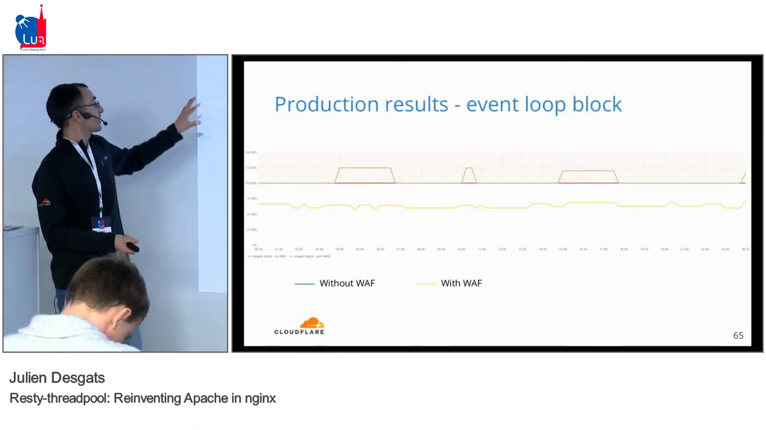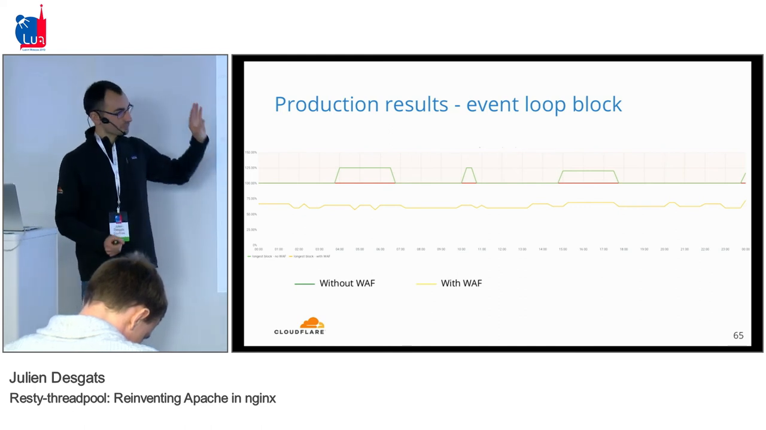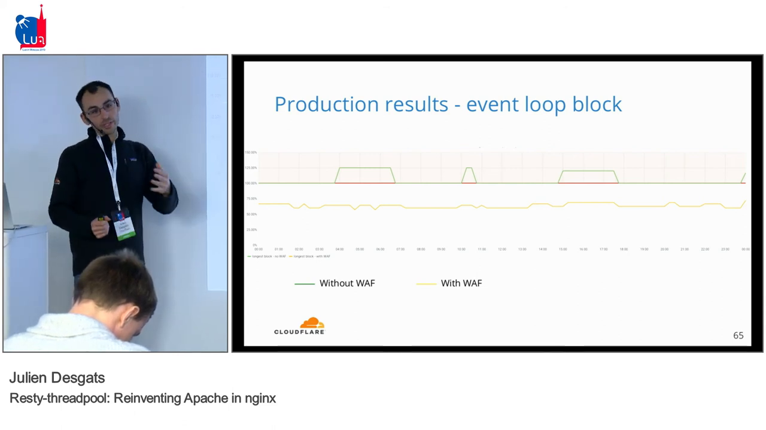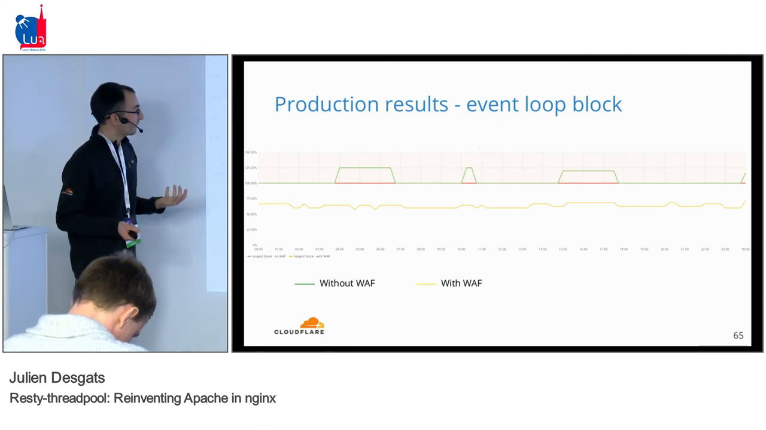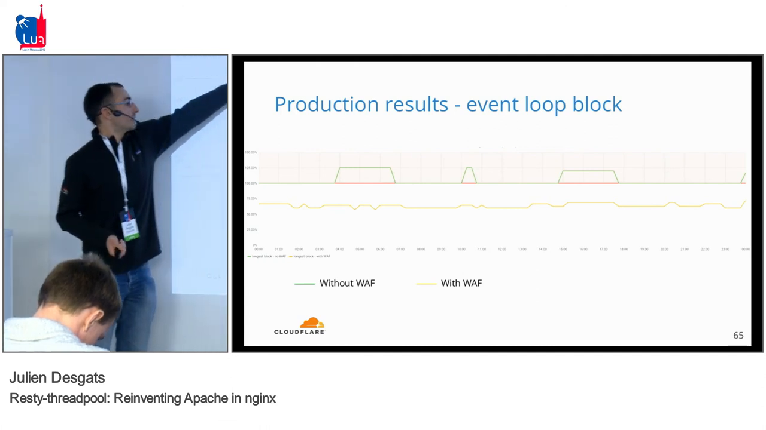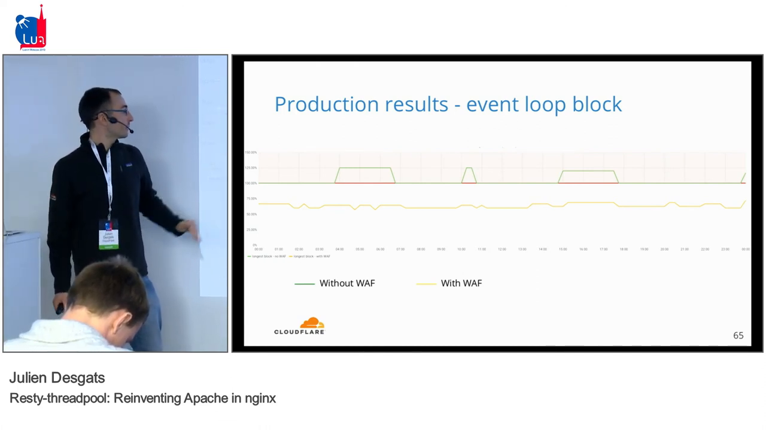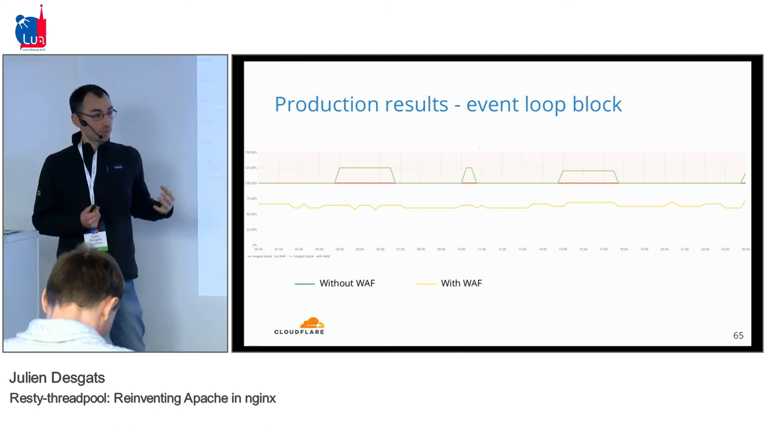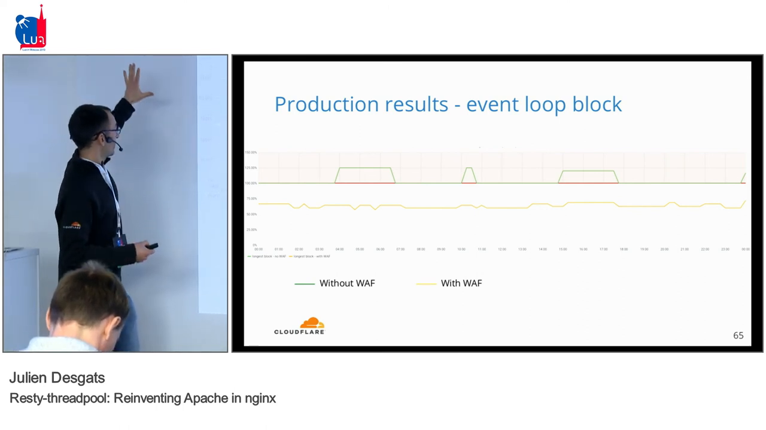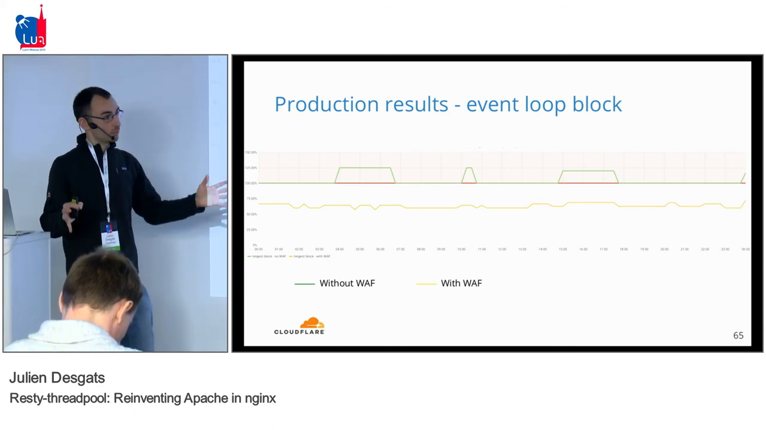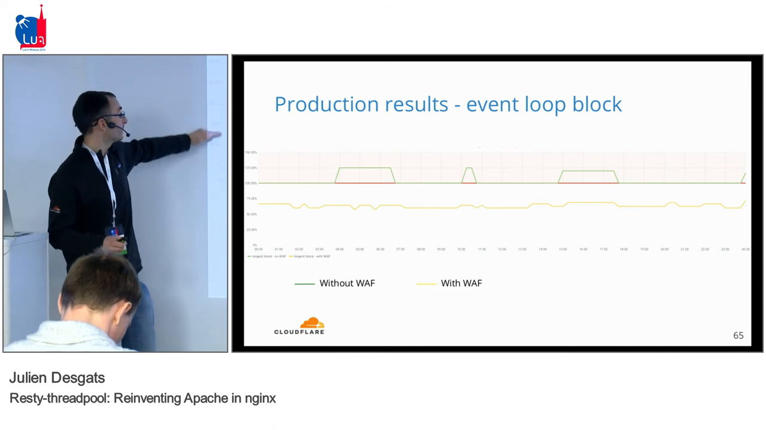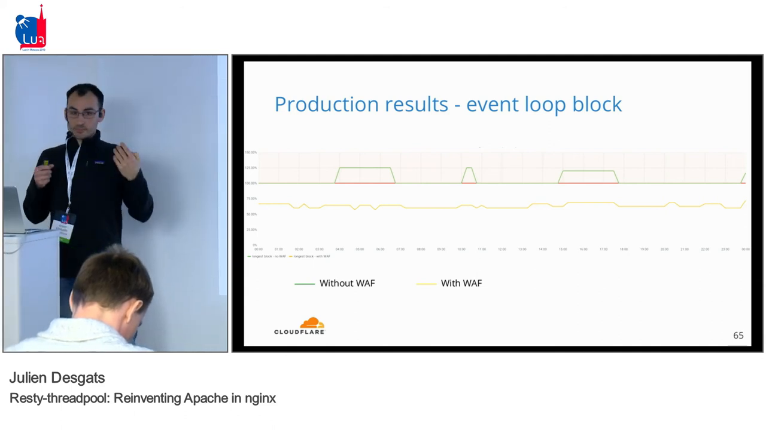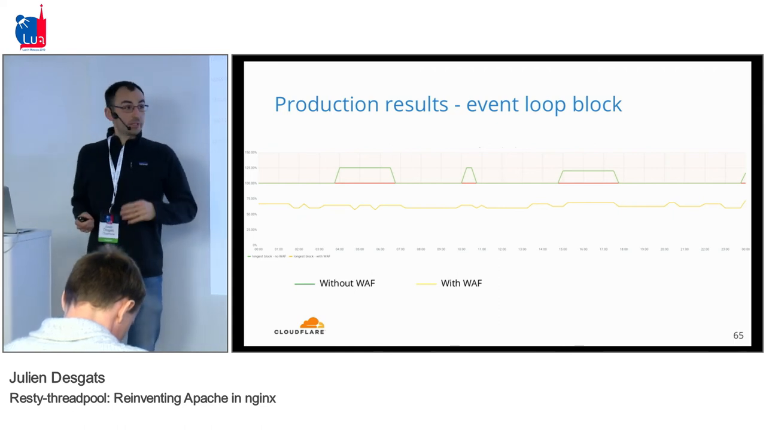So here is the actual result from production. Here I'm comparing over 24-hour periods, 1 week apart, the result before and after we introduced the threaded WAF. The green line here is the request without the WAF enabled, so we can see that they are pretty much the same, that's expected. And the yellow line is the request for which we have the WAF. So this compares the longest time a request blocked the event loop. So we can see that the WAF ones are about 25% to 30% lower.